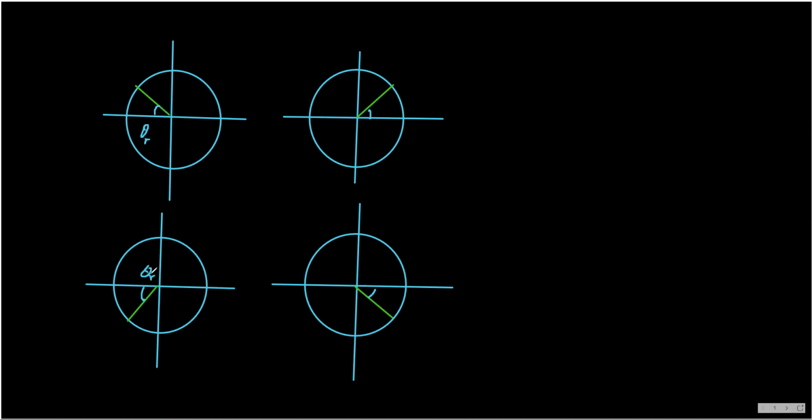R is for reference. And also this is the reference angle. Now this angle is called theta. This theta is between the x-axis and this reference angle, just because it's smaller than 90 degrees. So you can use this angle to define the sine and cosine ratio.